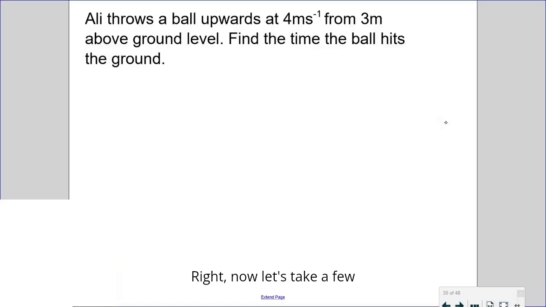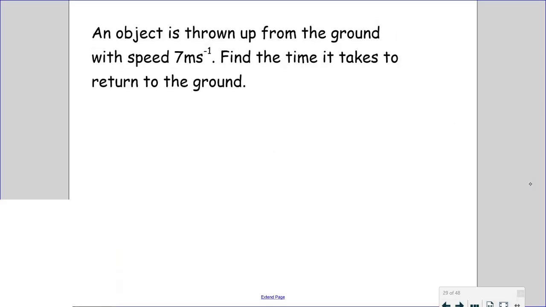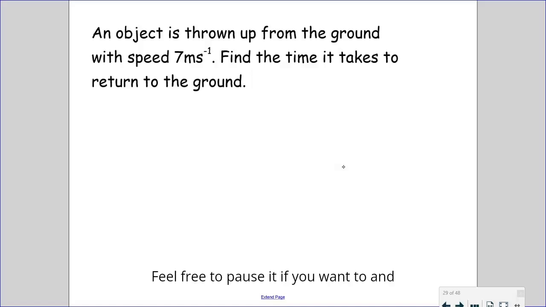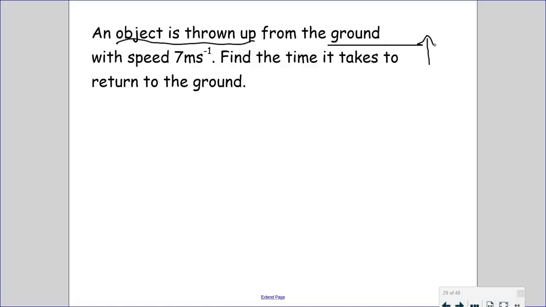Right, now let's take a few examples. So have a look at this question. Feel free to pause it if you want to and try it yourself. Right, now the first thing we always have to do is get the positive direction for the whole question, right? So an object is thrown up, right? So that immediately tells us that the object is going up from the start. So the best thing to do is take the positive direction as up for the whole question.